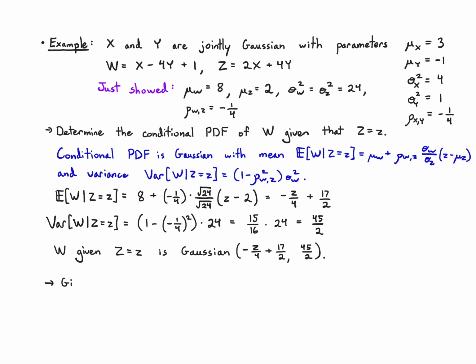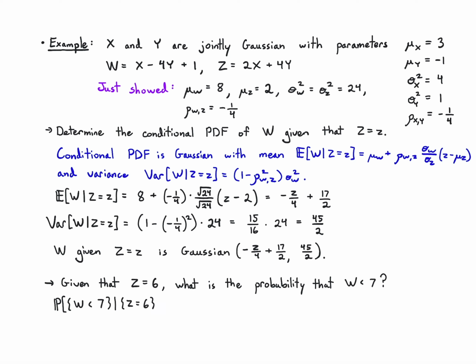And finally, now we can just ask a conditional probability question. Given that Z takes the value 6, what is the probability that, let's say, W stays less than the value 7? Okay, so I know that Z is 6. What's the probability that W is less than 7? I can write this as a conditional probability question. The event that W is less than 7, given the event that Z is equal to 6, is going to be the phi function, right?